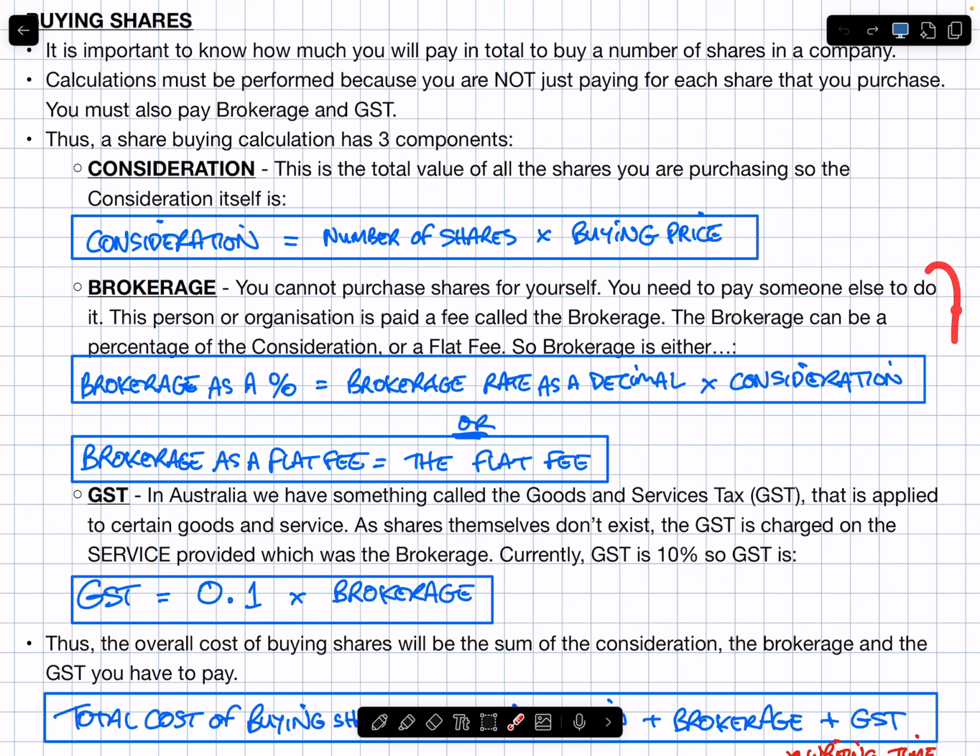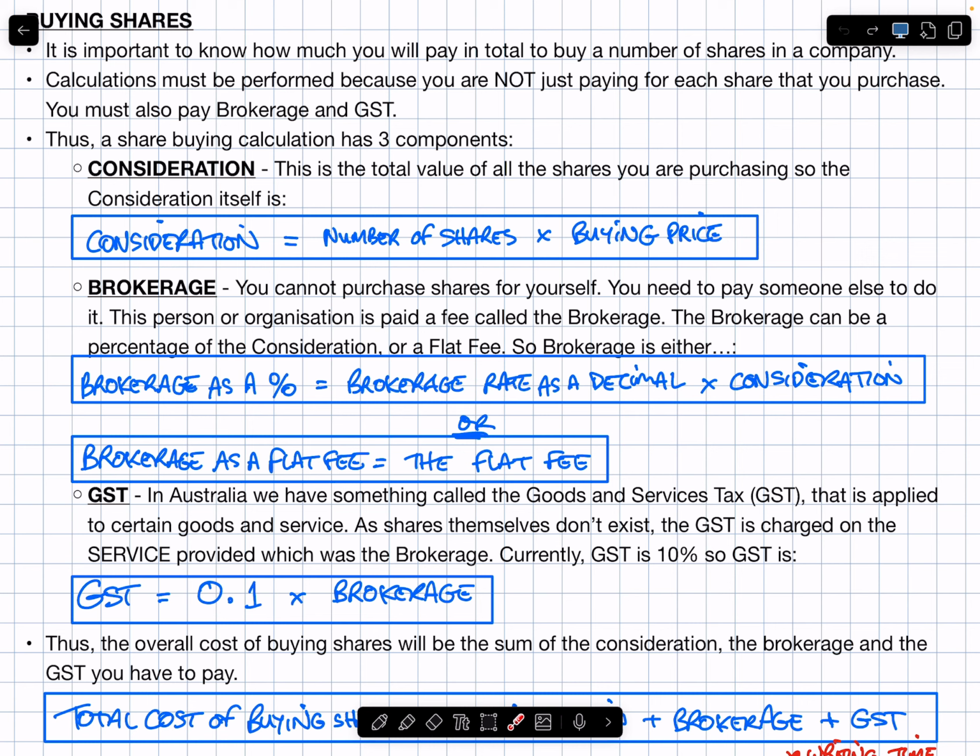Okay, the second part of buying shares is the idea of brokerage. Shares aren't on a shelf at Woolworths. They're in a computer somewhere. You need to pay someone to buy them for you. Or these days, you have an app to do it. The app I use is called Self-Wealth. There's Superhero, etc. You need to pay someone else to buy the shares for you. This person or organization is paid a fee called the brokerage.